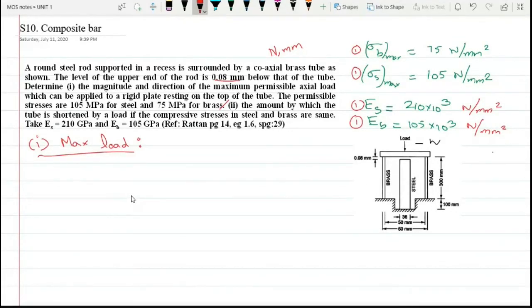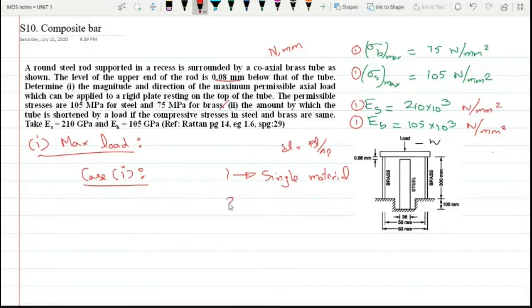To do this, let me consider case 1. What is this case 1? I can split this problem into two. First one, you don't have a composite. It's a single material. Up to 0.08, the contact is only for the brass. There is no contact with the steel. So it is not a composite bar. It is just a single bar. So we use the formula del L is equal to PL by AE. This is the first part.